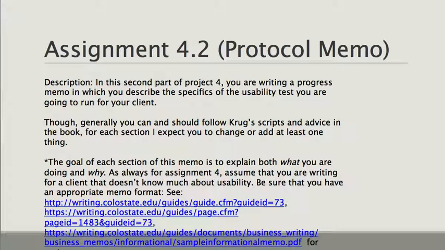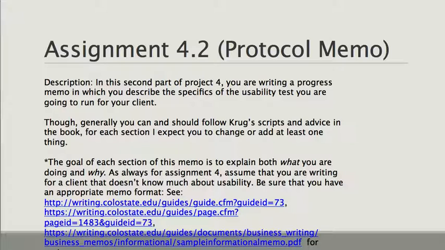All right, so we're on to 4.2. For the second part of Project 4, you're writing a progress memo in which you describe the specifics of the usability test you are going to run for your client. Though generally you can and should and will follow Krug's scripts and advice in the book, for each section, I want you to change or add at least one thing to be sure you're responding exactly to this assignment.